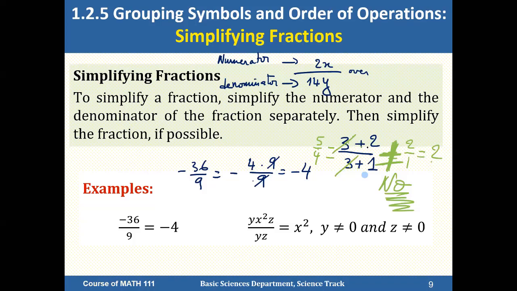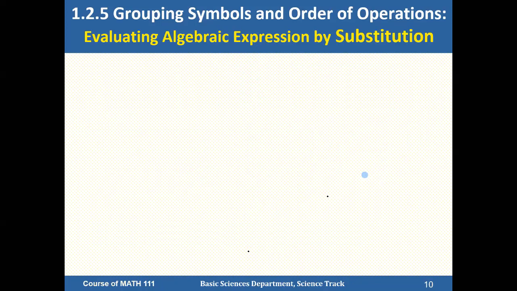Okay. Remember, guys, no simplification when we have addition, please. We can simplify even when we have variables, and here it's all products. So we can simplify: we have y here and y here, z here and z here. So we have x square over 1, which is x square. This is how to simplify fractions.